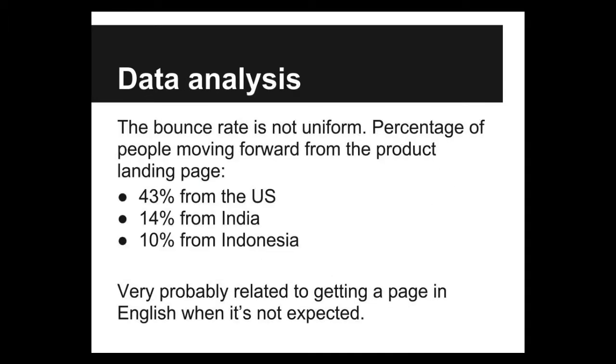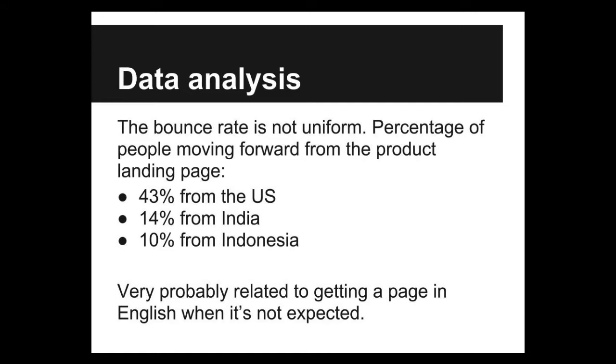So one part of it is finding out how high the bounce rate is, how many people don't do anything on a page. But then the interesting thing is to dive deeper. And if you dive deeper, you see that the CTR from that page is not uniform. The percentage of people moving forward from the product landing page to any other page, like search or the start page or an article, is 43% from the United States. This is en-US, by the way. We are looking at en-US.